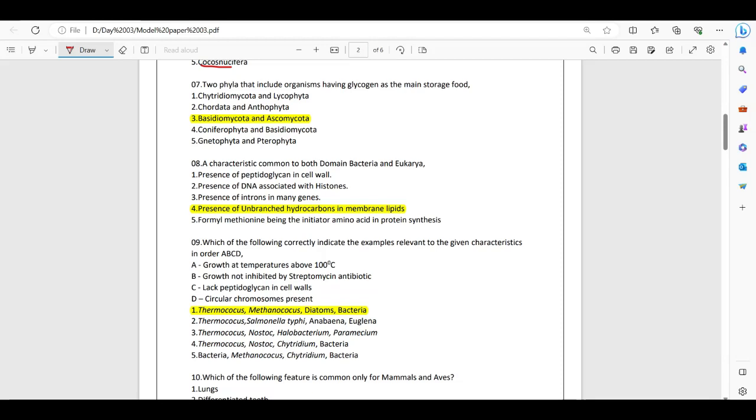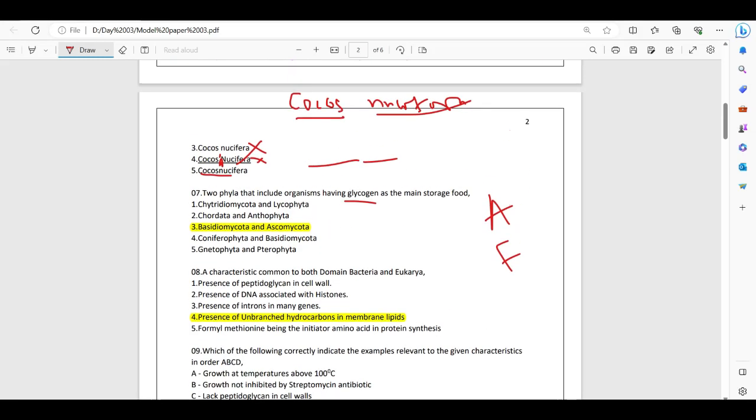7th question. Two phyla that include organisms having glycogen as the main storage component. So glycogen acts as a storage component in animals and fungi. So this one is related to unit number 2 if you remember the chart in carbohydrates. So they have mentioned glycogen.